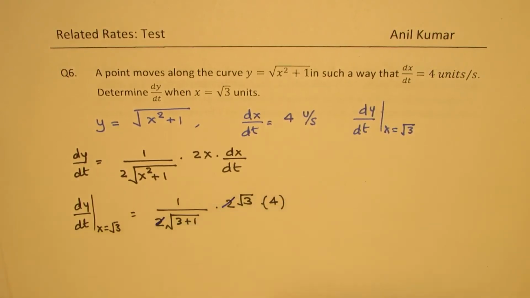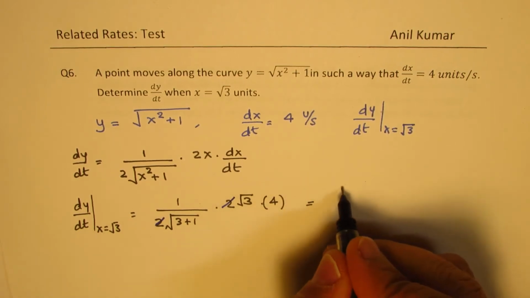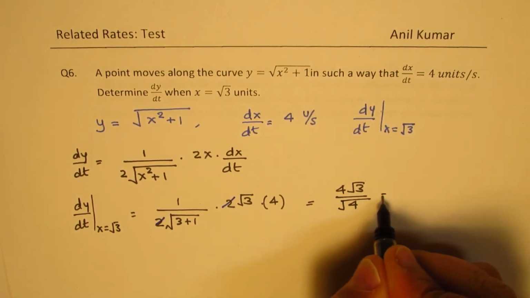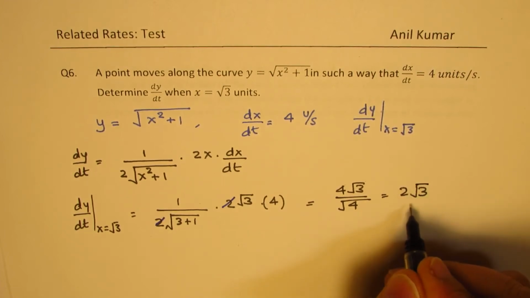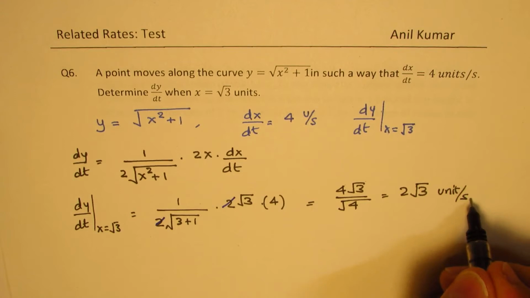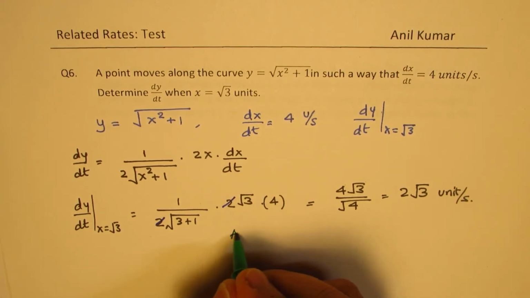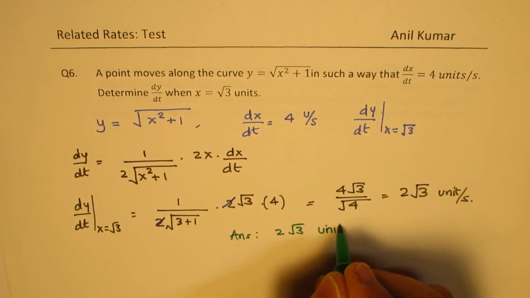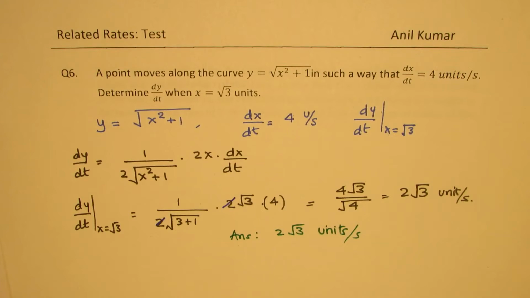We can simplify this and then write down our answer. This is square root of 4, which is 2, right? So we'll just do it in 2 steps. We get 4 square root 3 over square root of 4, which is 2. So we get 2 square root 3 as our answer, and dy/dt will be in units per second. Correct? So in our case, the answer will be 2 square root 3 units per second.